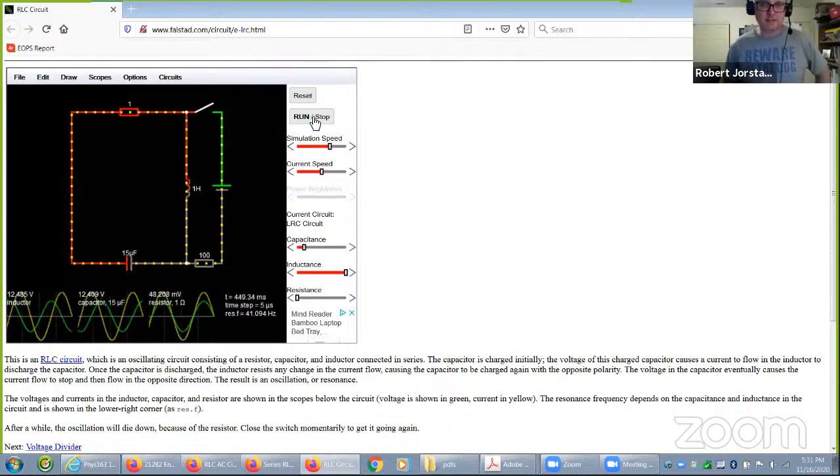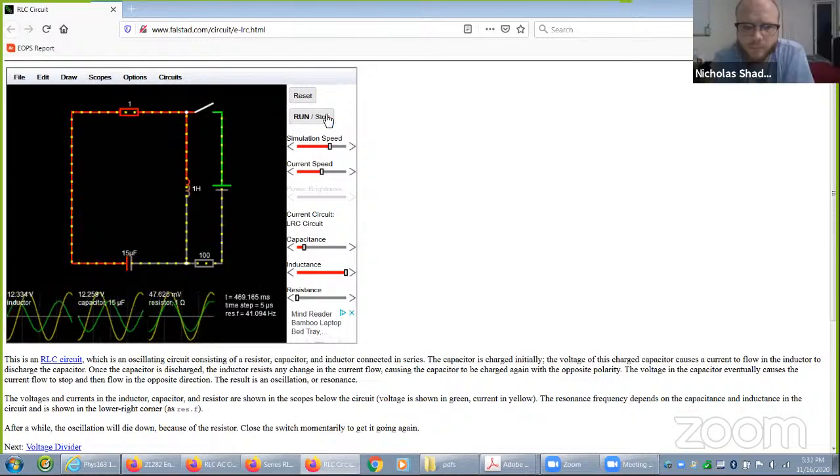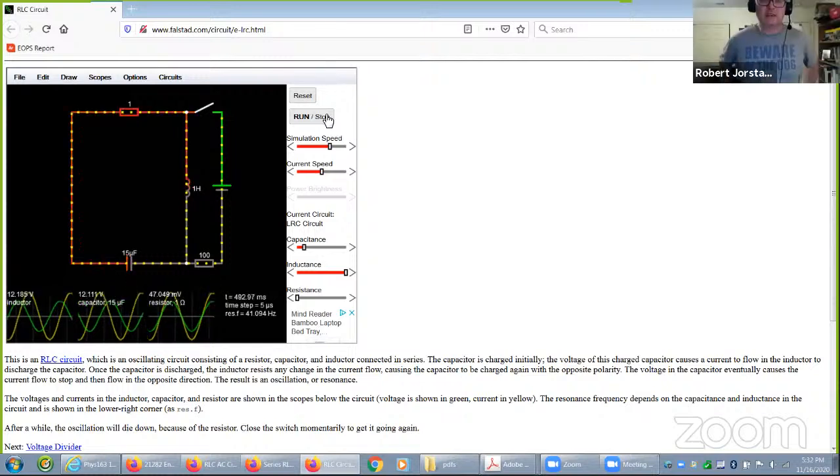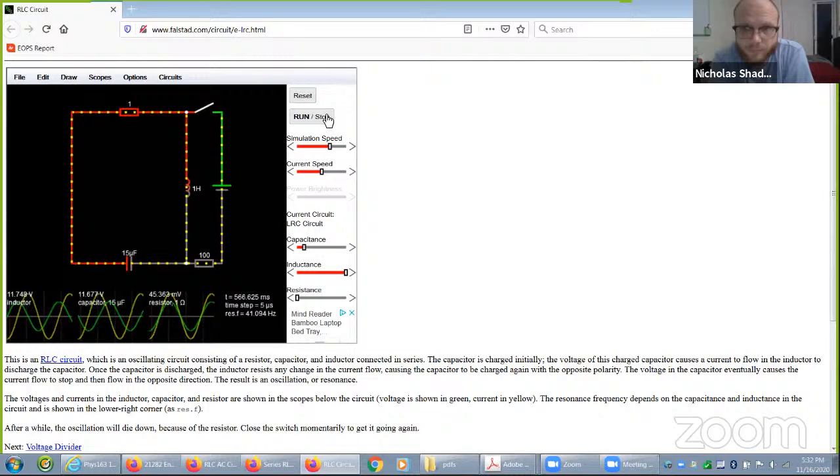And if I could do this right at the instant when the capacitor hits max charge, how much current flows through the inductor? Zero. Exactly. And how about the instant when there's maximum current? Right when you have maximum current, how much charge is on the capacitor plates? Zero. None. Aha!